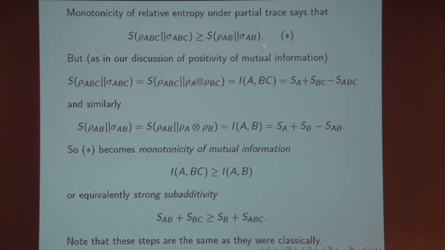And now we can look at monotonicity under partial trace in this situation. It says that this relative entropy is bigger than this one. But when we were discussing positivity of mutual information, we explained that in this situation where sigma is obtained from rho by ignoring some correlations, the relative entropy reduces to a mutual information, which is a sum of entropies. And likewise here. So the monotonicity inequality becomes monotonicity of mutual information, or equivalently, it becomes strong subadditivity, which I think I wrote correctly this time. And these steps are exactly the same as they were classically.